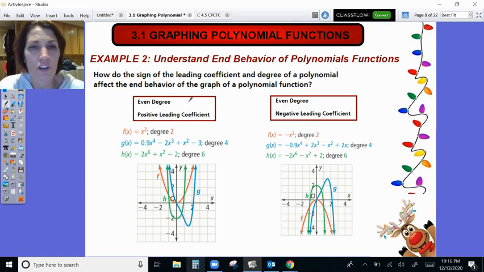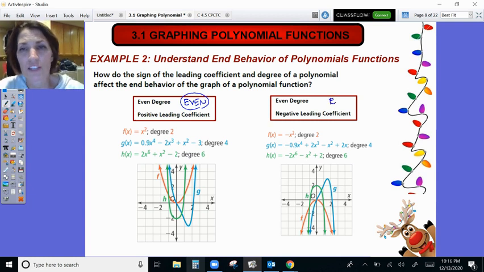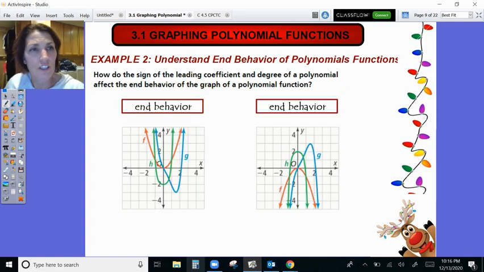And so this is what's called an even function, an even polynomial, because my highest degree is even. And those are each of those graphs. So let's take a look at how we write the end behavior on these as well.